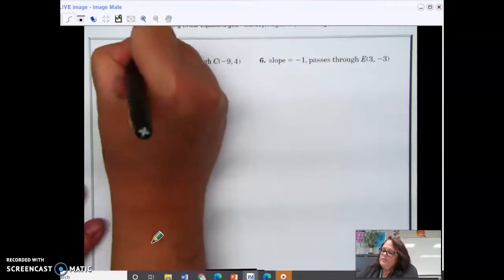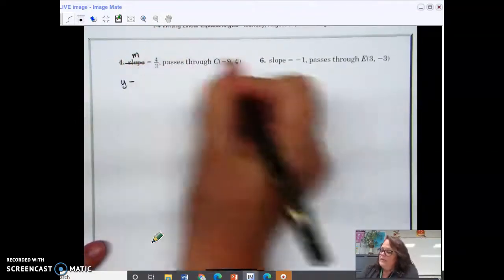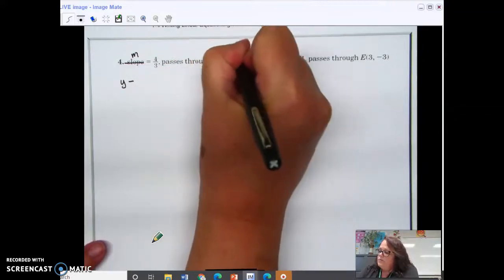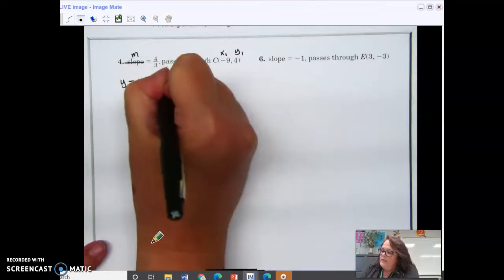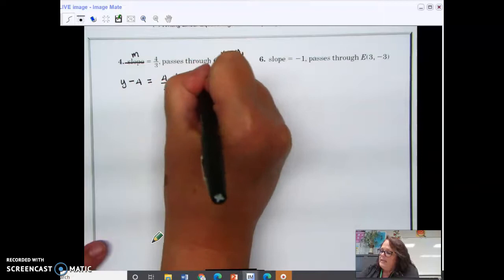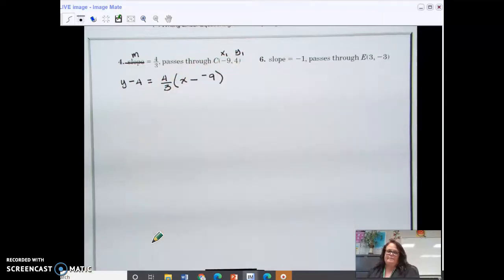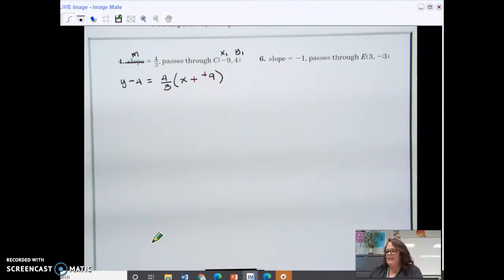So in this case, we have a slope of 4/3. So we're going to say y minus the y they gave me. So here's my x1 and my y1. So the y they gave me was 4, which is equal to the slope of 4/3 times x minus the x that they gave me, which was negative 9. So if you remember from junior high, we would say keep, change, change. So subtracting a negative is the same as adding a positive.